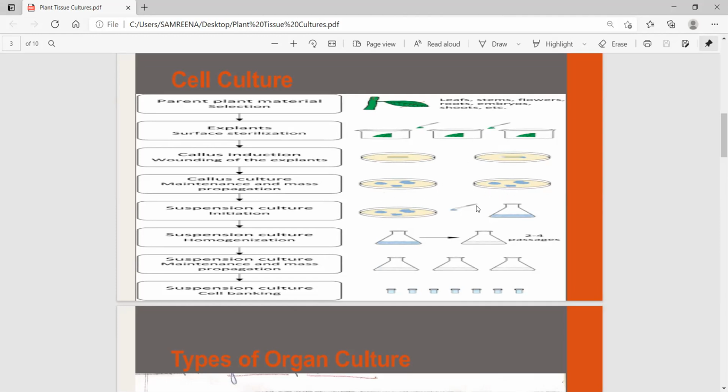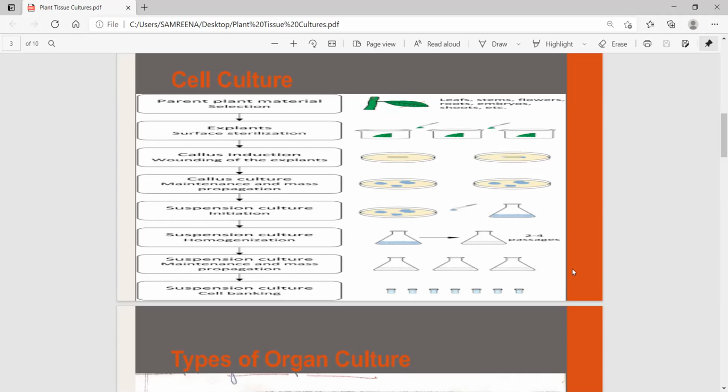Then from the callus, we can take a small piece of callus, cut it up, and place it in a liquid medium. After 2-3 passages, the small lumps are broken down and we get a uniform cell suspension culture. This cell culture has many applications. As cells are individual, each cell acts as a whole plant, so we can grow a plant from each cell.